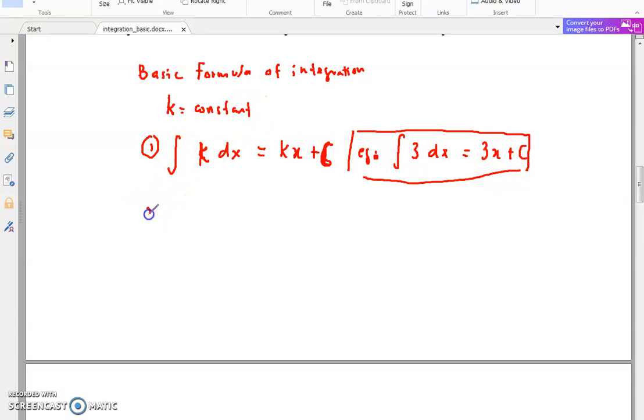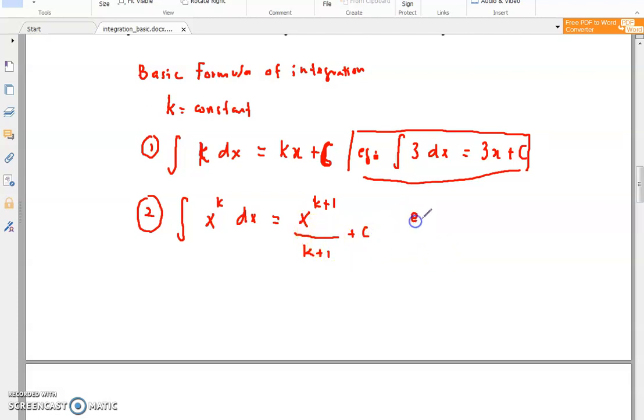The second formula that you might encounter is: what happens if we try to integrate a variable x to the power of k, to the power of a certain number, or a constant? k here is a constant with respect to x. So by using the formula, we are going to get x to the power of k, just copy it again, but you need to multiply it by 1 over k plus 1, plus c.